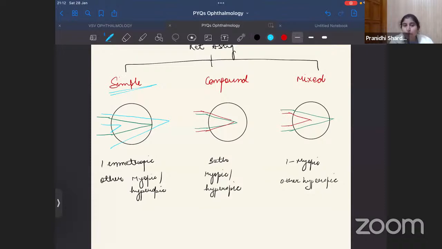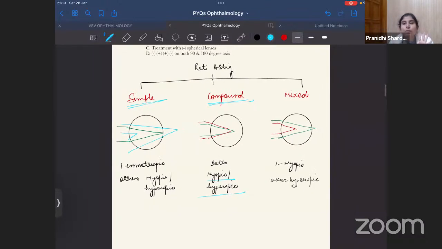If it is compound, then both will be myopic or both hypermetropic. People living in a compound always stay together, so both will be in the same direction. Mixed, as the name suggests, is a mixture of dissimilar things. So in mixed, one will be myopic, the other will be hypermetropic, and in simple, one will be emmetropic. So these are the three types of astigmatism in retinoscopy.